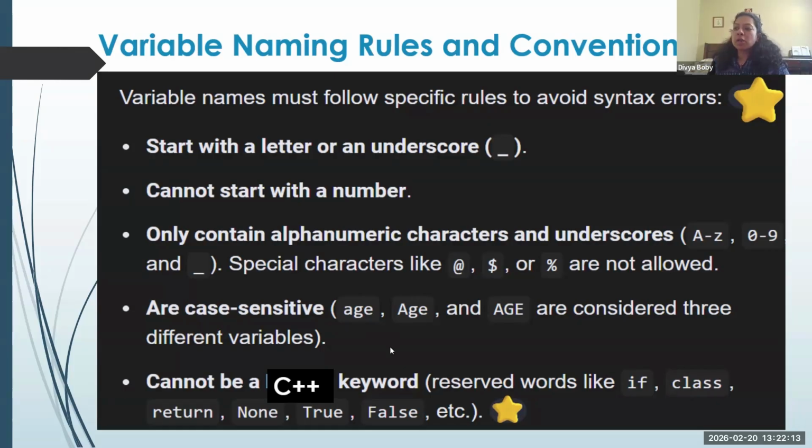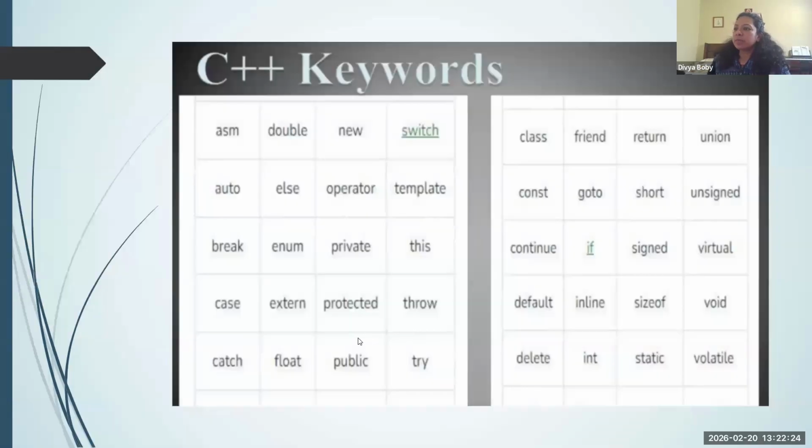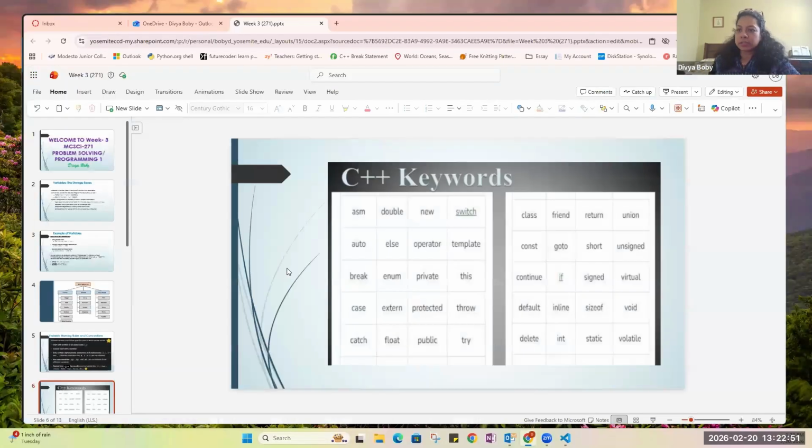In C++, all the keywords, like if, class, return, true, false, cannot be used as variable names. Here are some of the keywords which are available in C++: asm, double, new, switch. You can look this up, print it out, and keep it. Otherwise, the C++ compiler will give you an error message saying you cannot use this as a variable name. Now let's look at an example. Let's write a program and see how we can use this.